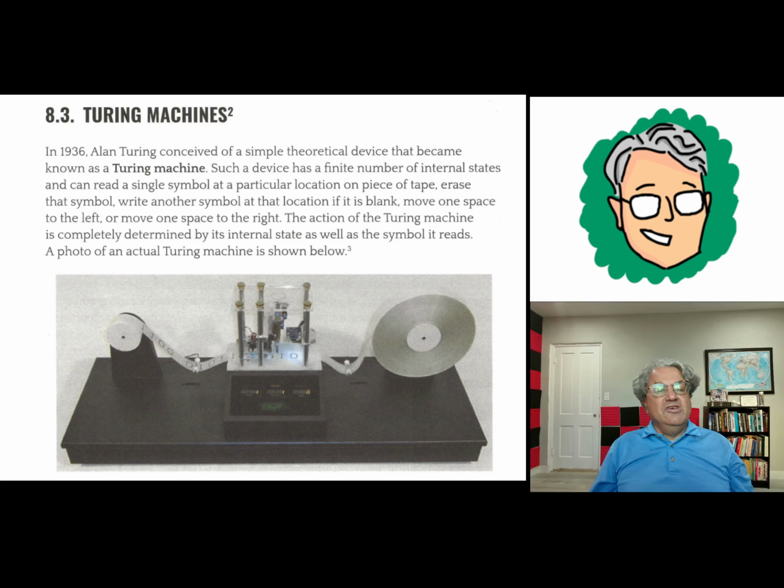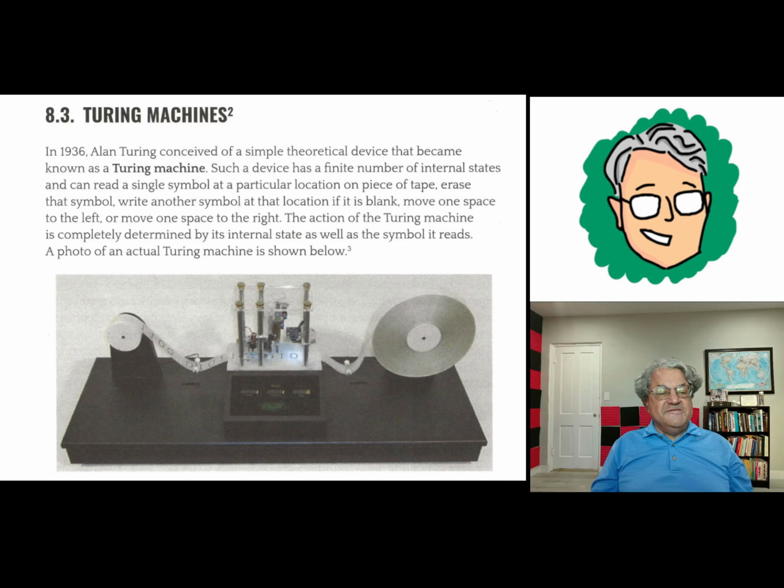Alan Turing came up with the concept of the Turing machine in 1936. I think you guys are probably familiar with Alan Turing. He was featured in the movie The Imitation Game that came out about 10 years ago. He is considered one of the pioneers of computing. Anyway, one of his many great accomplishments was coming up with this theoretical device known as a Turing machine.